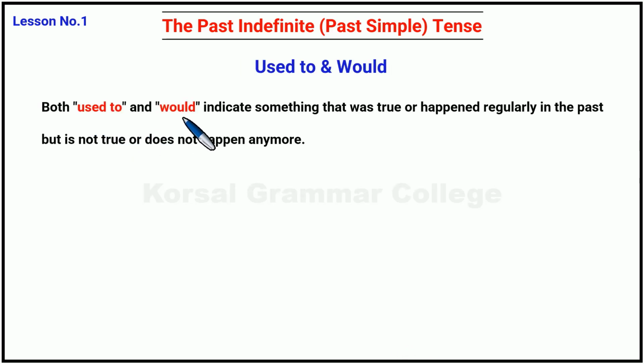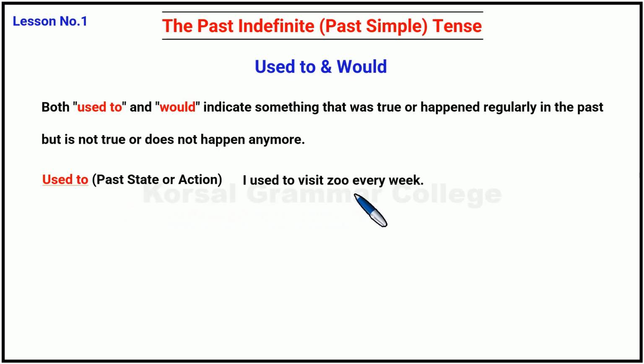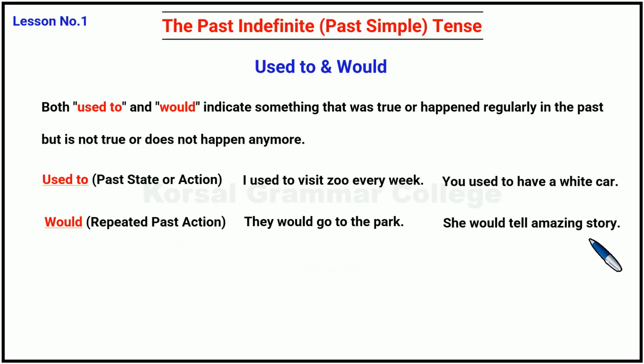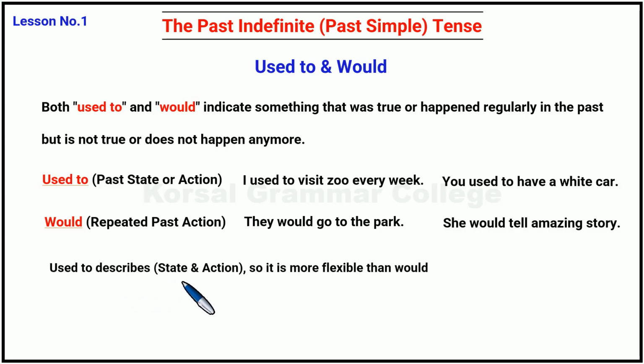Both used to and would indicate something that was true or happened regularly in the past, but is not true or does not happen anymore. We use used to for past state or action. For example, I used to visit zoo every week. You used to have a white car. Would is used for repeated past action. For example, they would go to the park. She would tell amazing story. Used to describes state and action, so it is more flexible than would.